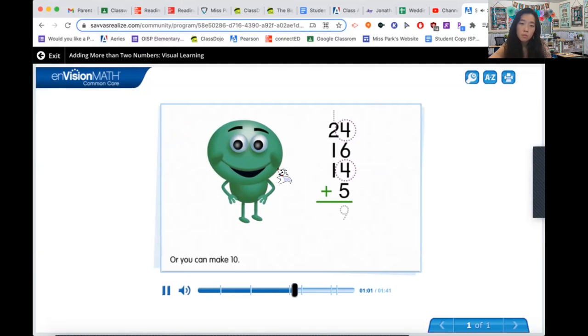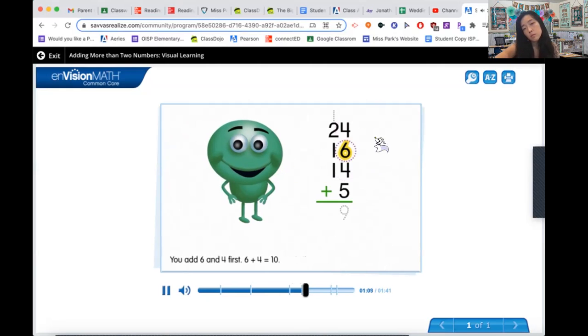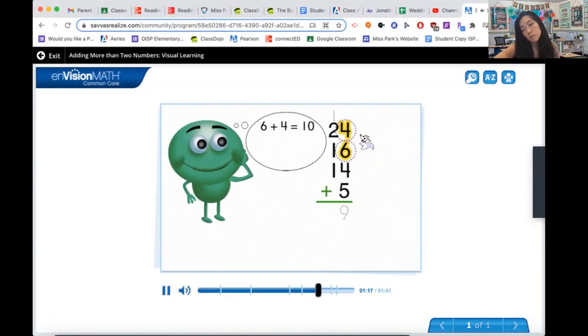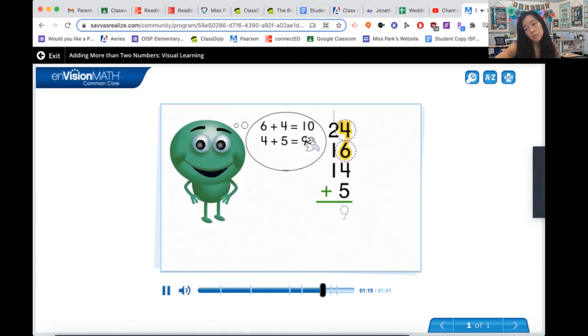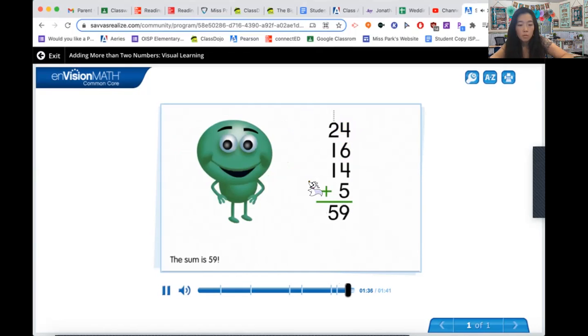Or you can make 10. What two numbers are added first this time? You add 6 and 4 first. 6 plus 4 equals 10. 4 plus 5 equals 9. 10 plus 9 equals 19. Then add the tens. There are 5 tens. The sum is 59.